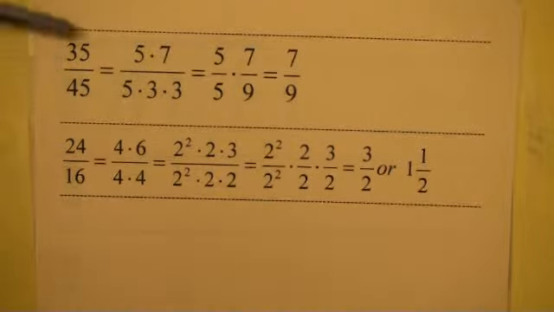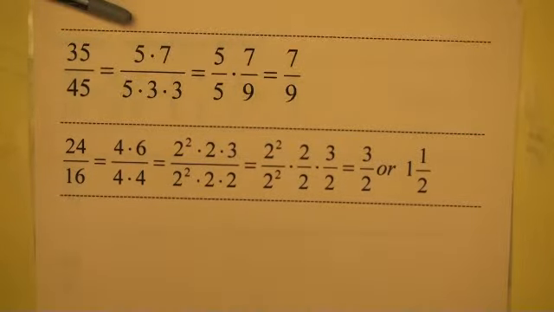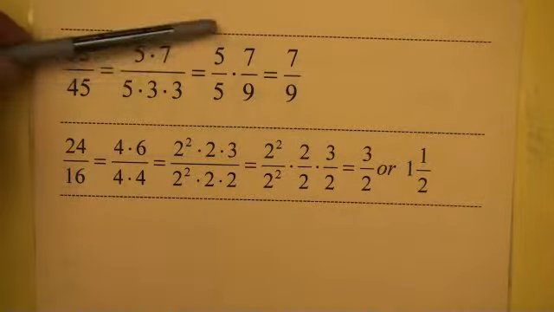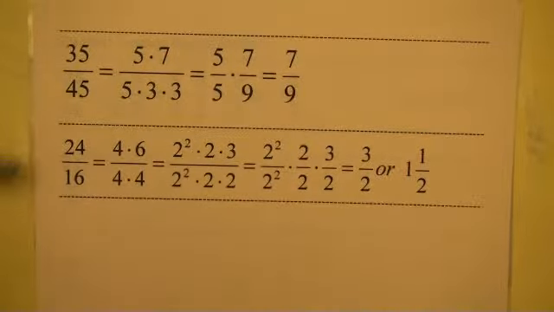We could rewrite 35 as 5 times 7. We can definitely rewrite 45 as 5 times 9. Therefore, 5's cancel. We have 7 ninths.